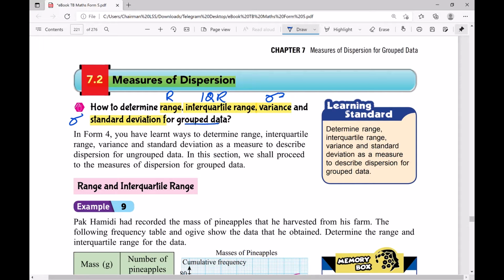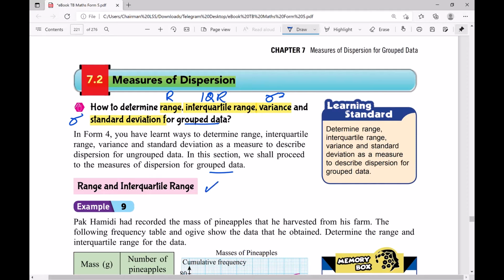This time is for group data. Last time we all learned this for ungrouped data, for smaller groups actually. But this one is already grouped into classes. It's bigger data. So we'll proceed with this one, group data.